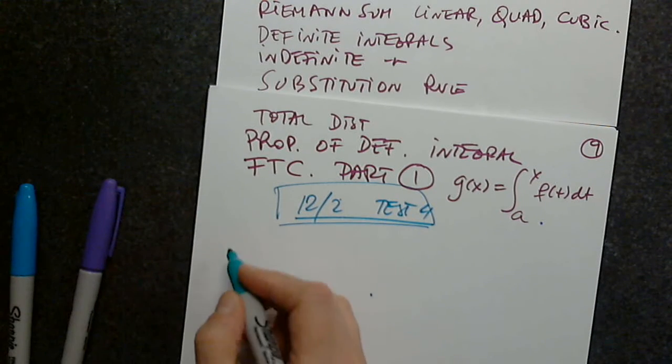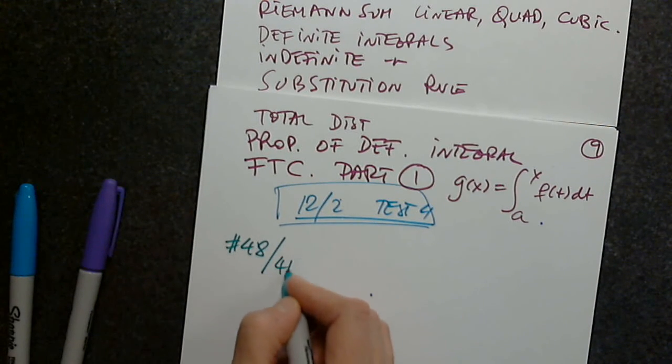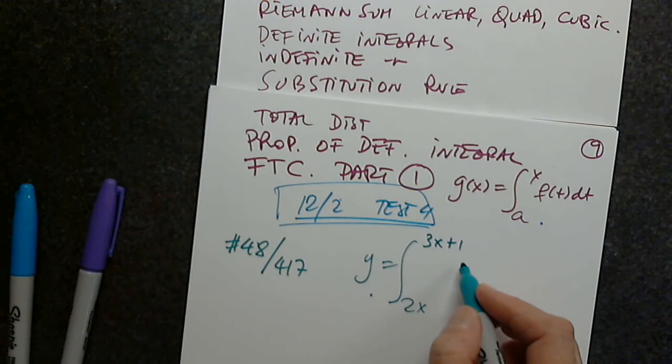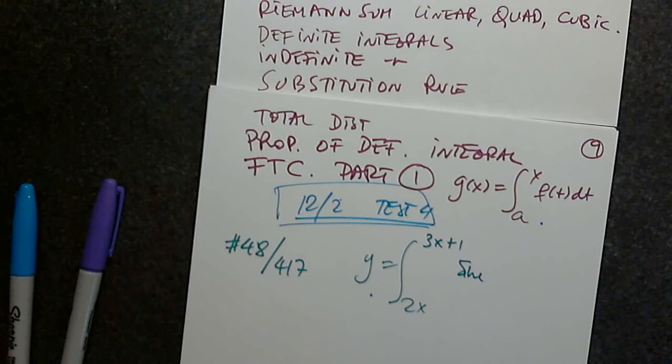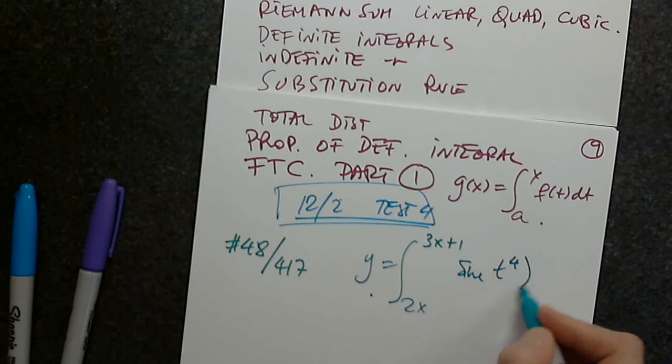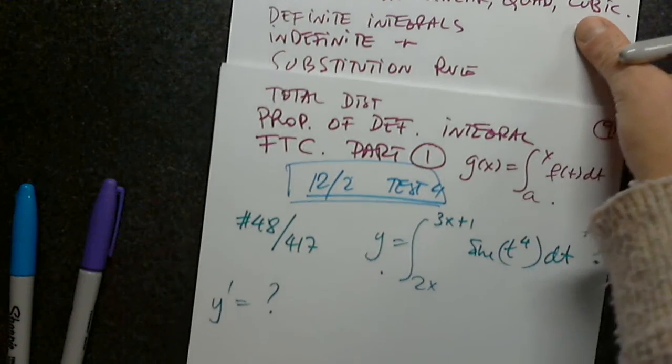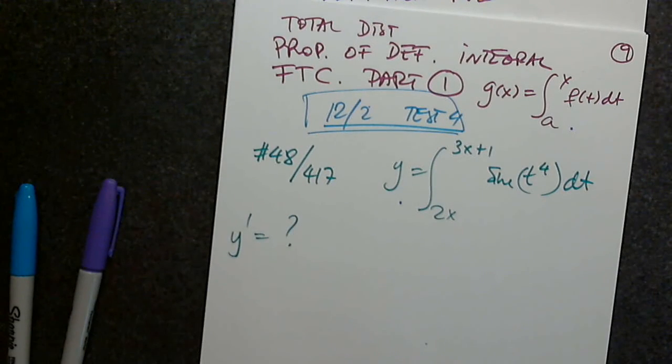Here it is, problem 48. On page 417, we are given a function in the form of an integral from 2x to 3x plus 1 of sine t to the 4th dt. We are only asked to find y prime. This is the question. Find y prime. We're not asked to evaluate. We can't evaluate anything here. So we are only asked to find the derivative, showing, in other words, that differentiation and integration are inverse operations.